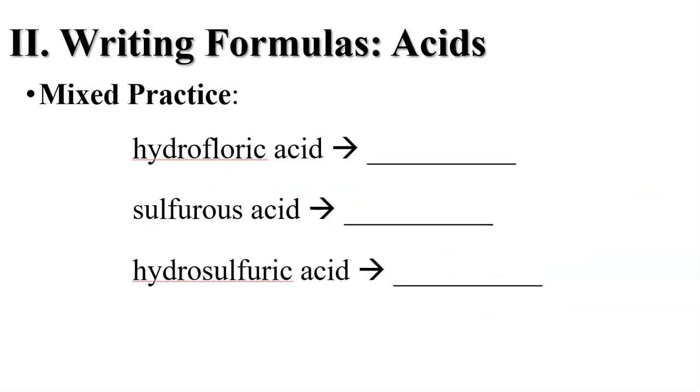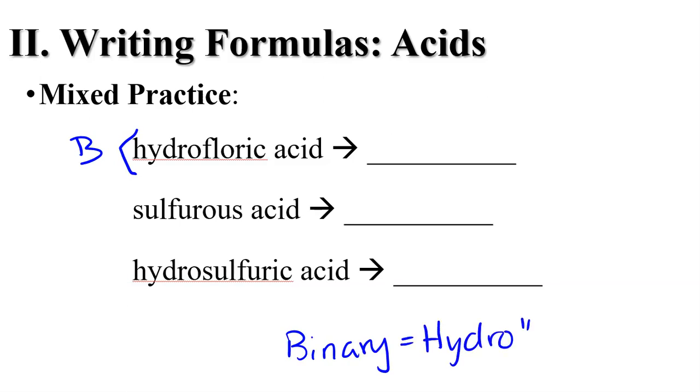So let's do our examples. If we see hydro in there, that's going to be binary. Binary has hydro, and oxyacids will not have hydro. So I'm going to write hydro, take my red color, mark it out: no hydro. Okay, so my binary one has hydrofluoric.